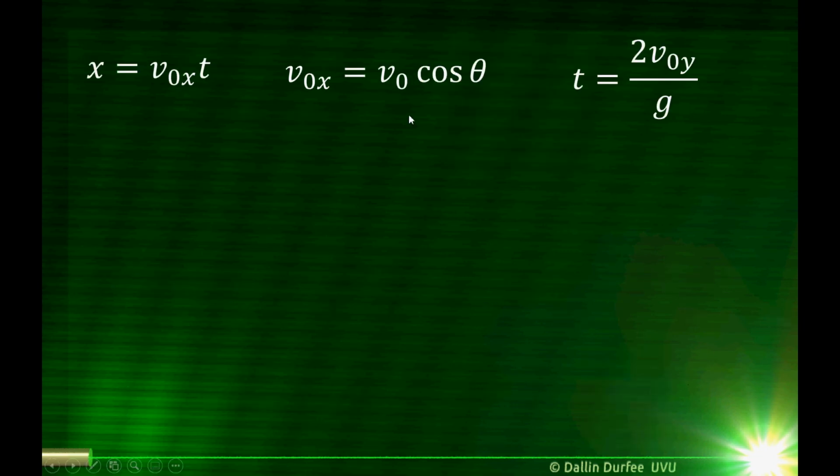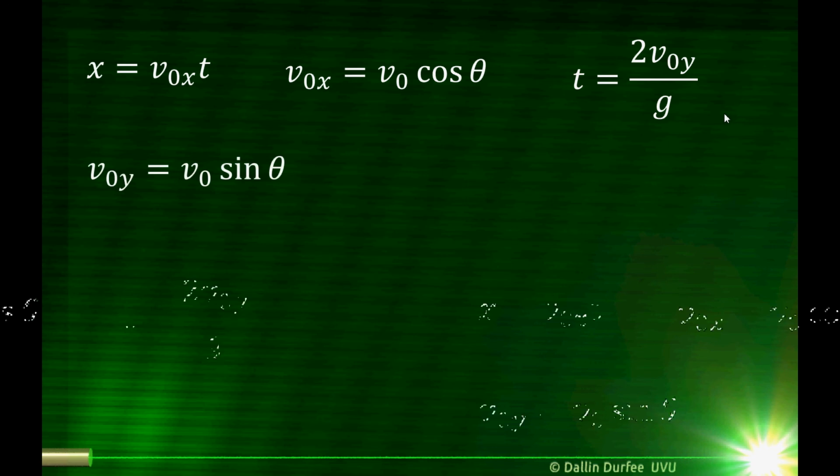So there I have it. I know that x is v naught x times t. I know that v naught x is just v cosine of theta. And I know that the time at which the cannonball hits the ground is 2 v naught y over g. But what is v naught y? We find v naught y the same way we found v naught x, only this time we want the y component. So instead of cosine, it will be v naught sine theta.